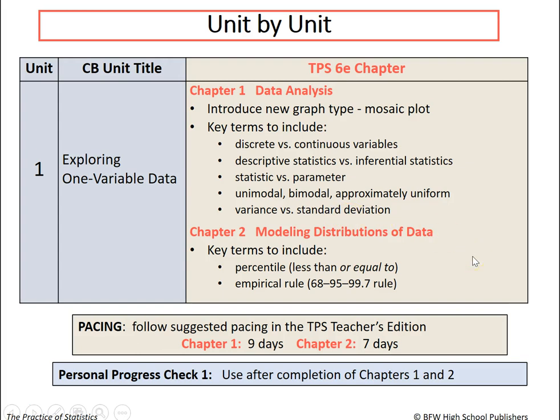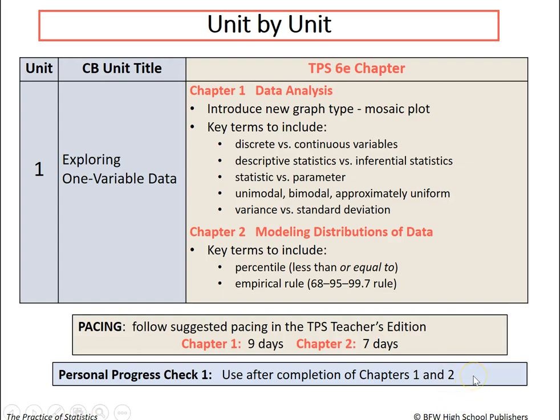Within Chapter 2, we include describing location in a distribution, and also using normal distributions to model specific sets of quantitative data. So within the course framework, be sure to note that percentile is defined as the percent of observations less than or equal to a given value, and also that the course framework uses the term empirical rule as opposed to 68, 95, 99.7 rule. For the pacing of this set of chapters, follow our suggestions: 9 days for Chapter 1 and 7 days for Chapter 2, based on the teacher's edition.